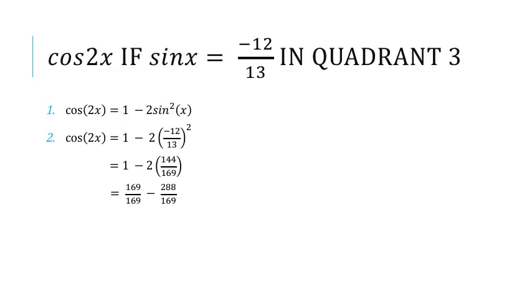And to further simplify this expression, we multiply 144 over 169 by 2. From there, we need to give 1 a common denominator, or the same denominator as 288 over 169. Thus making it 169 over 169 minus 288 over 169, giving us negative 119 over 169, which is approximately negative 0.70. Thus, cosine of 2x is equal to negative 0.70.